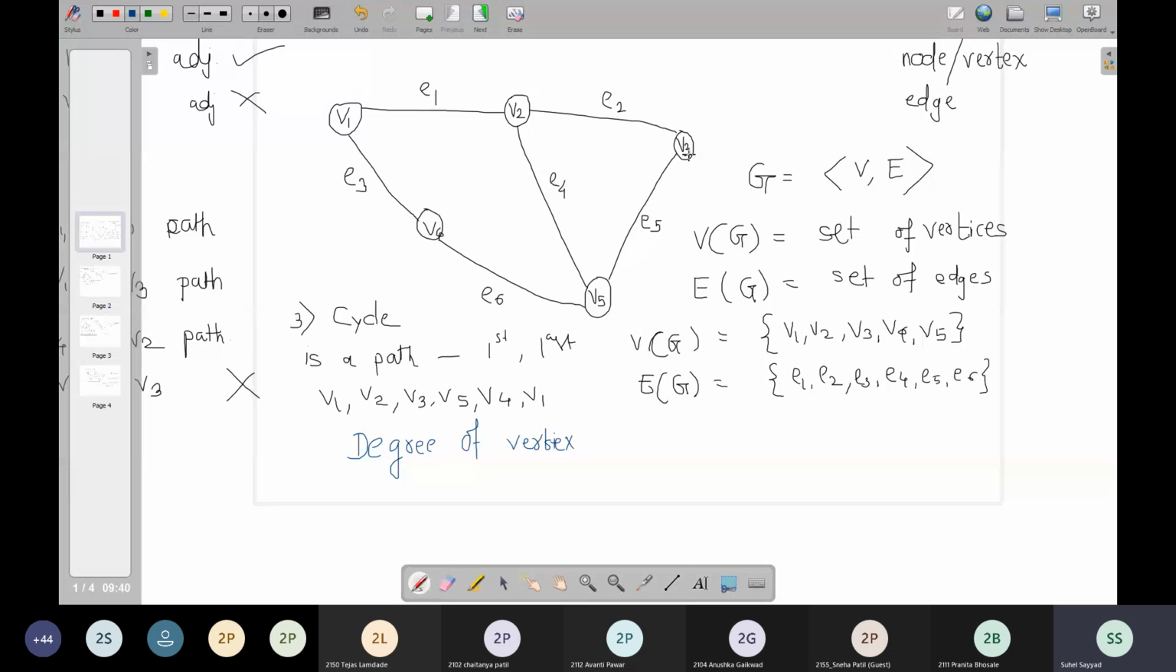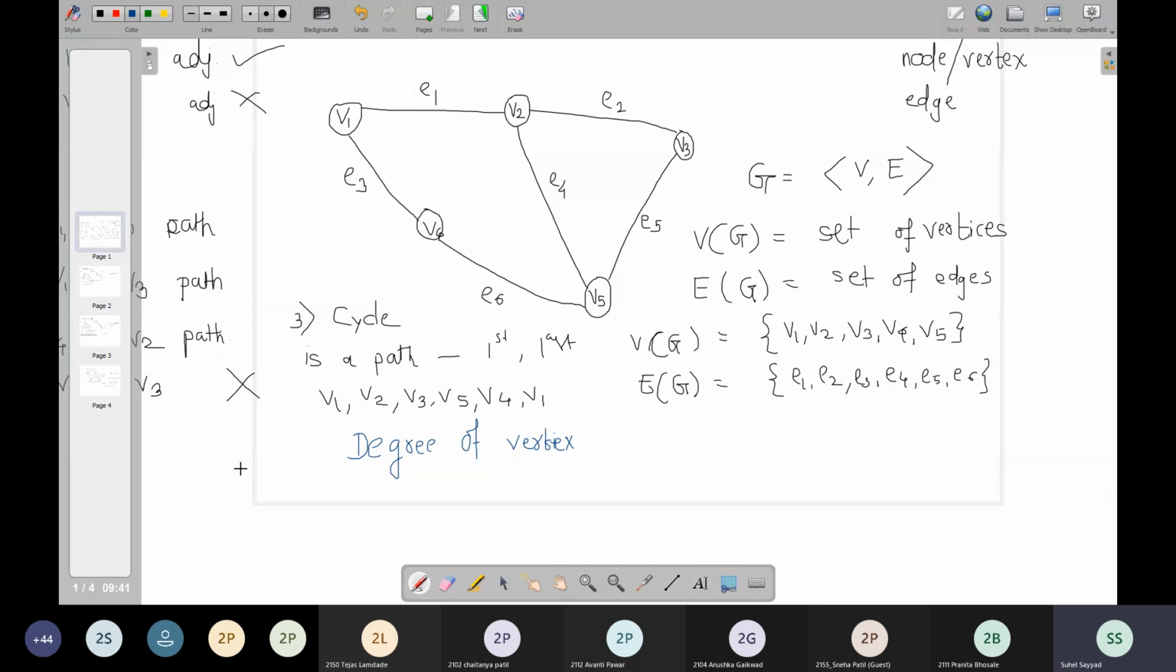What is degree of V3? 2. Correct. What is degree of V5? 3. Absolutely correct. And what is degree of V4? 2. Correct. So degree of any vertex is the number of edges associated with that particular vertex.